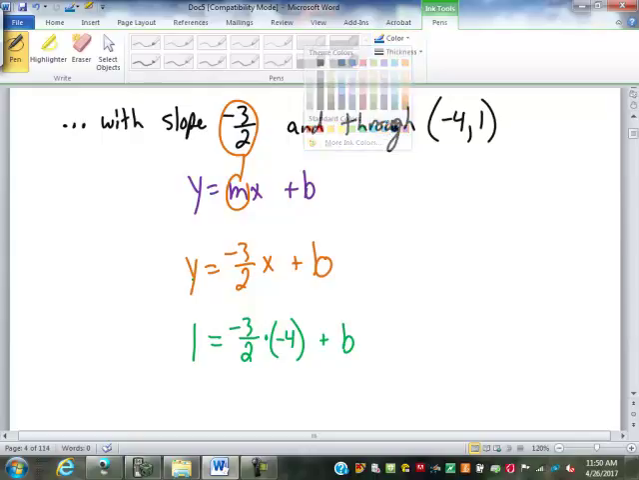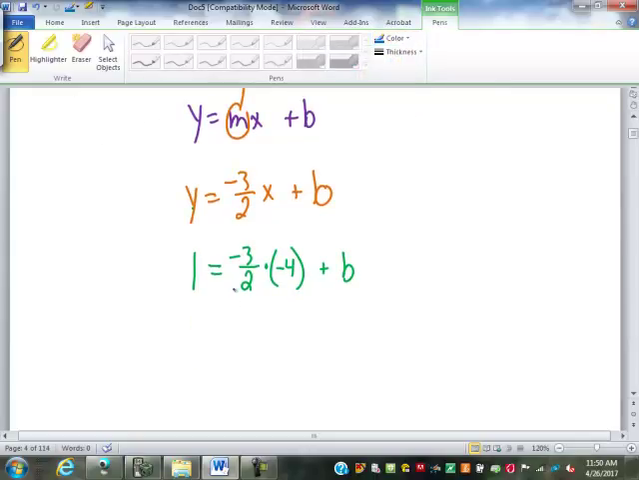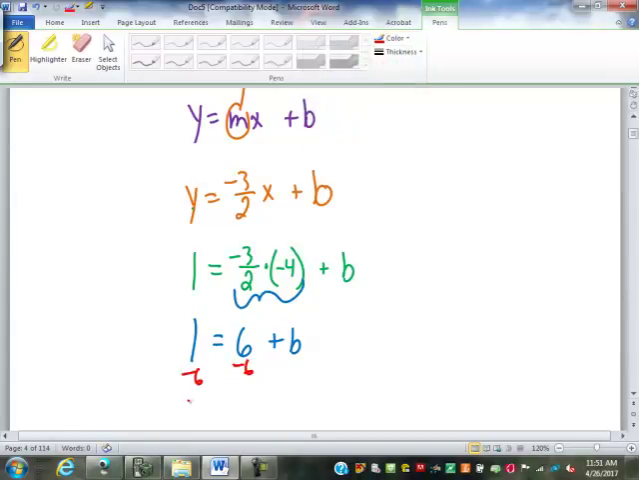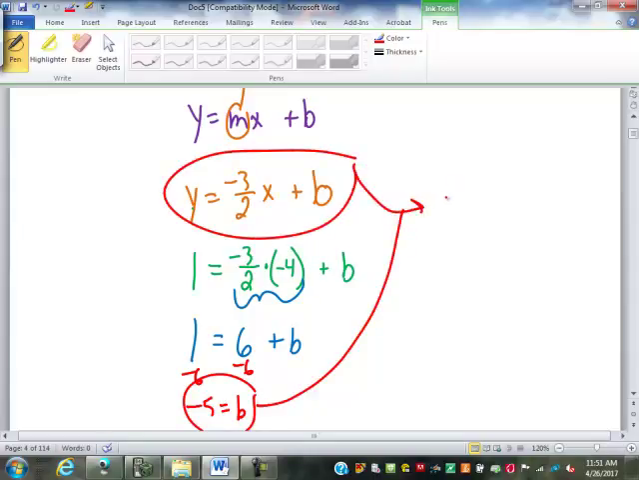So then we have to multiply there. Negative 3/2 times negative 4. Well, negative times a negative is a positive. 3/2 times 4 is 6. So 1 equals 6 plus b. We'll go ahead and subtract 6 to get negative 5 equals b. So again, we combine that with what we started up here. So y equals negative 3/2 times x. And then b is negative 5, so minus 5.